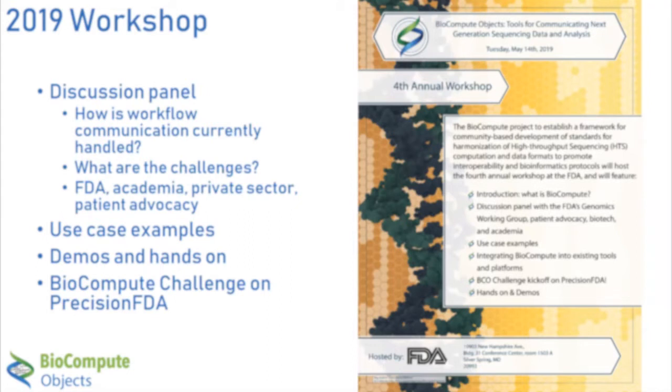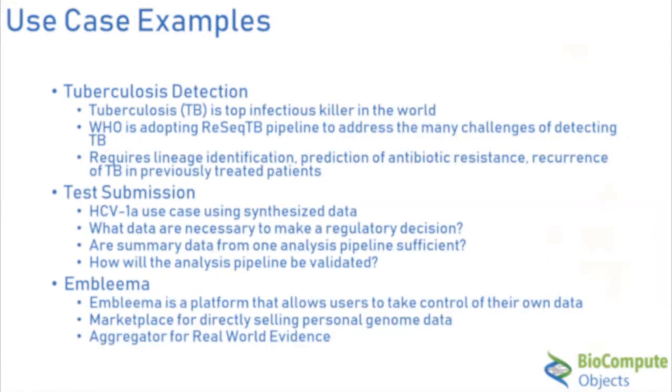So some of the use case examples that were presented at that workshop are tuberculosis detection. So TB is a top infectious killer in the world, and the WHO has adopted the ReseqTB pipeline, which is a great pipeline for this, but it still has some of its own challenges, which involves things like lineage identification, prediction of antibiotic resistance, disease recurrence, and so forth. And so they're exploring BioCompute to try and help navigate some of these challenges, and in particular, the provenance domain seemed to be very helpful. So they gave a talk about using BioCompute for their efforts.